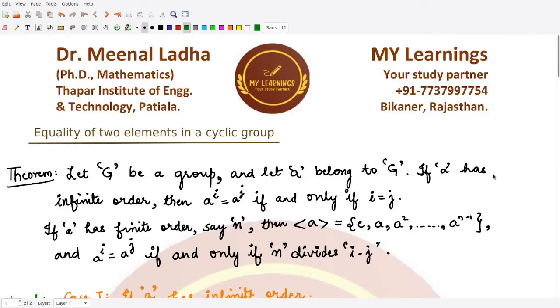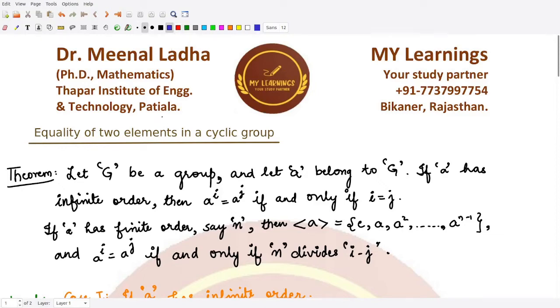In this video, we'll be looking at equality of two elements in a cyclic group. Are the two elements in a cyclic group always equal? Or what are the conditions when we have the order of the element as finite or infinite? So let's see the conditions and look at this theorem.